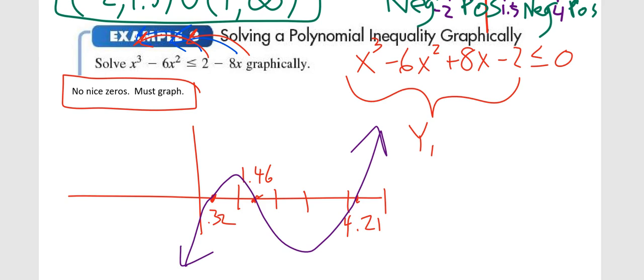So we graphed it. We did our calc zero, that's above the trace button. And so let's answer the question. When is that polynomial function less than or equal to 0? There'll be two intervals that you should be writing down. Write them in your notes somewhere. Show me what you think based on the picture.